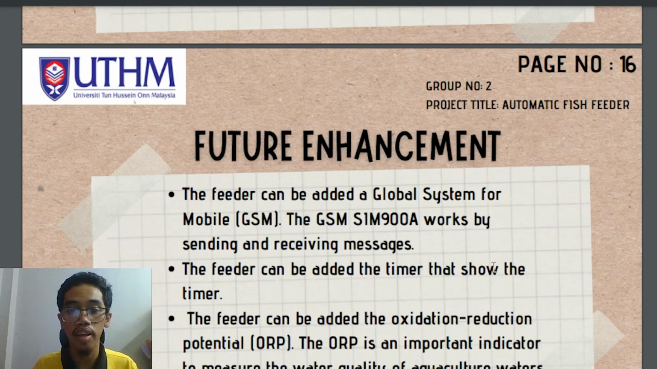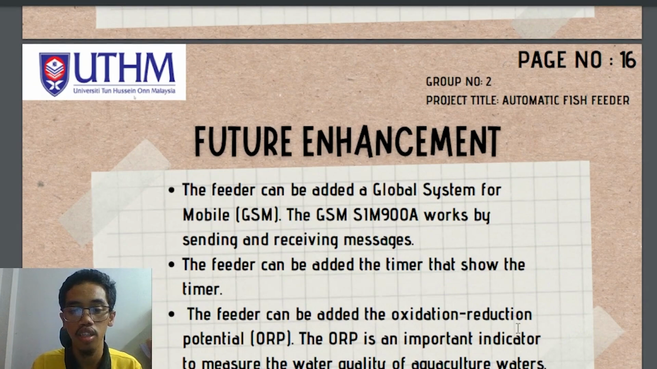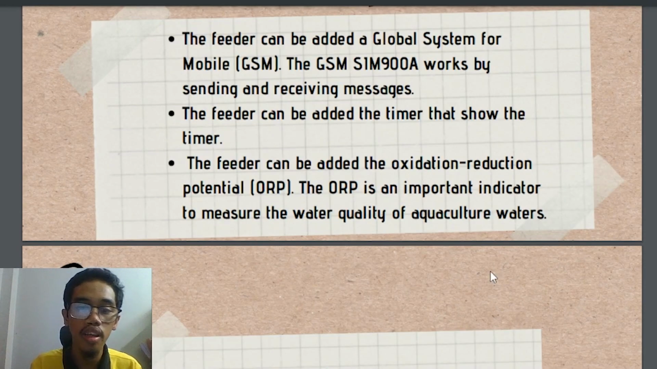The feeder can be added with a timer that shows the time on the monitor. The feeder can also be added with the oxidation reduction potential, ORP. The ORP is an important indicator to measure the water quality of aquaculture waters, which is the monitoring system that I have mentioned.